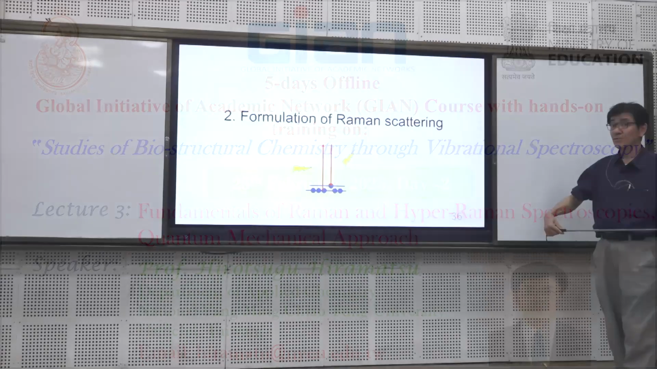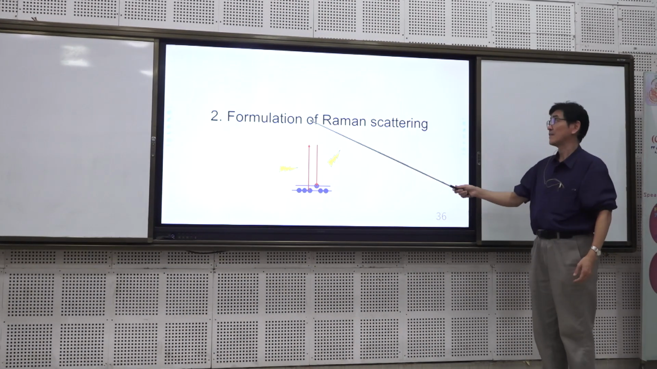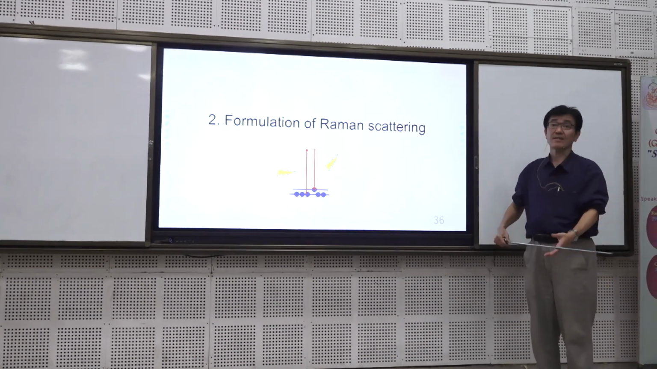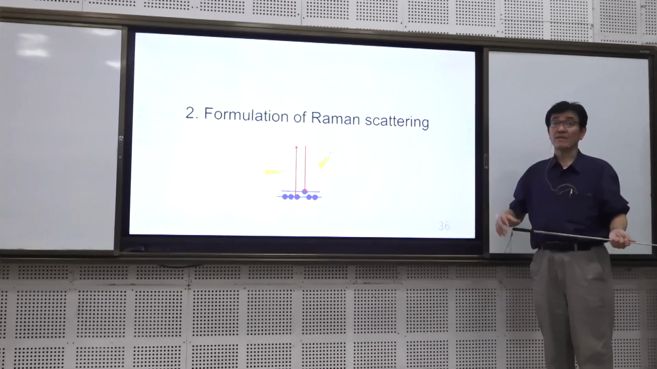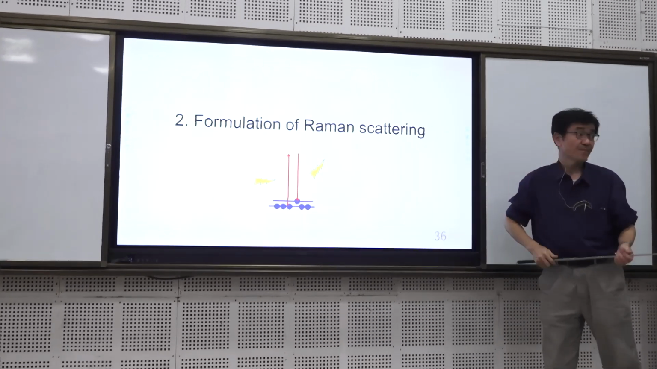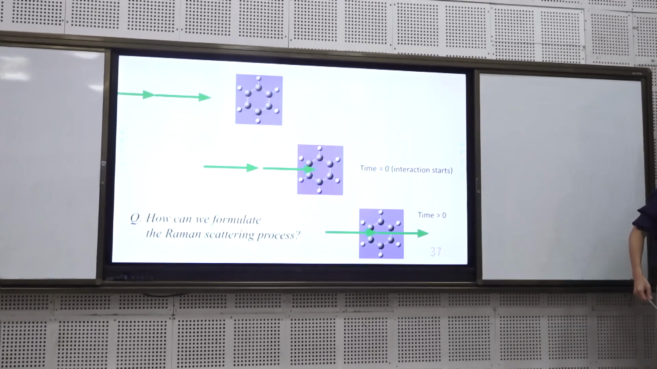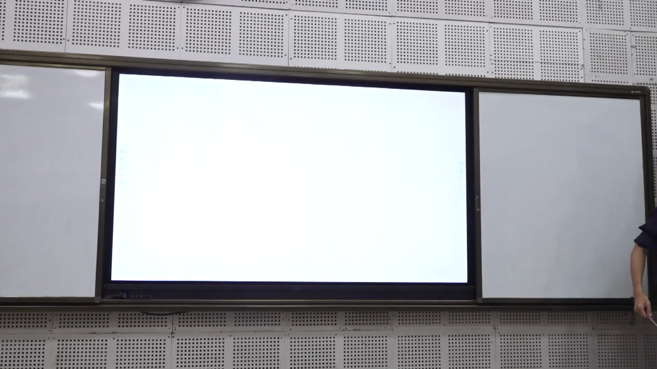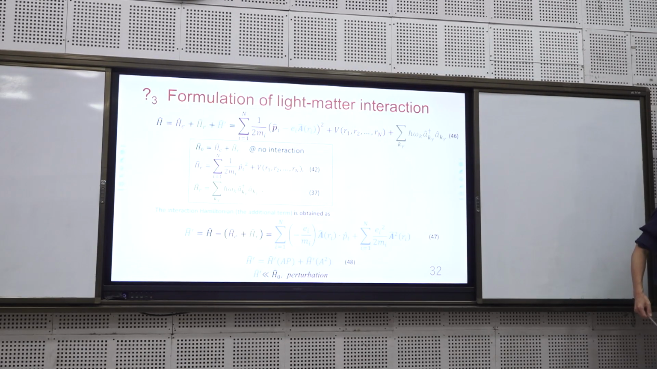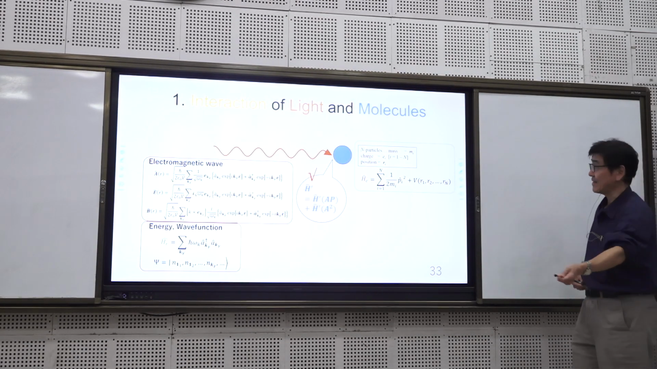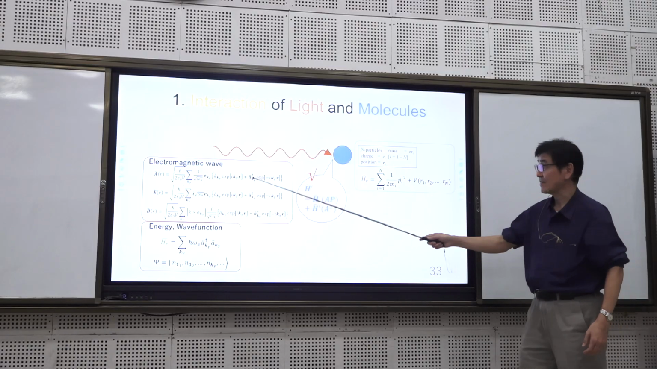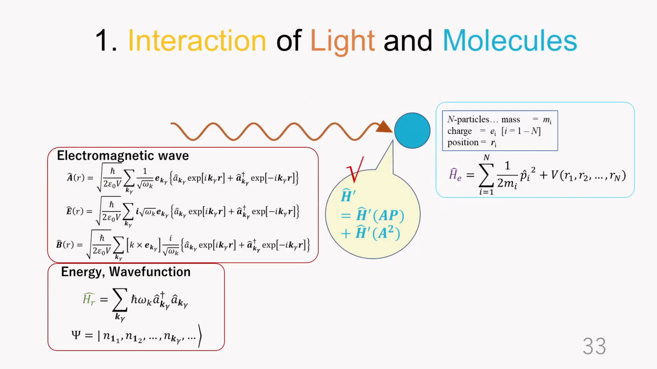So what we do today is to formulate the Raman scattering process as a consequence of the light-matter interaction. Already, this is the last slide of yesterday's talk. So we succeeded in formulating electromagnetic wave. What is molecule and what is interaction, right? Okay, already we finished formulation.